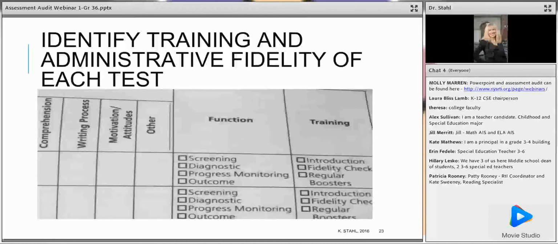Every kind of assessment, if you value the assessment, then you want to value and invest the time in creating a fidelity check sheet for that assessment. Then, regular boosters. A regular booster means that if we're administering a test in fall, winter, spring, the week before that test is administered, the grade level team is going to have a meeting, and we are going to review the nuances of this particular test.